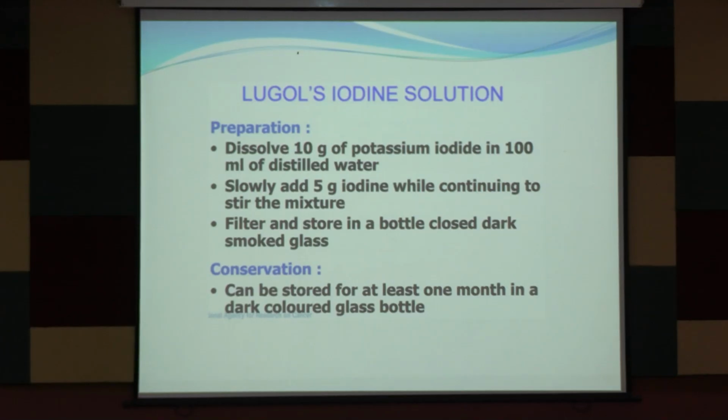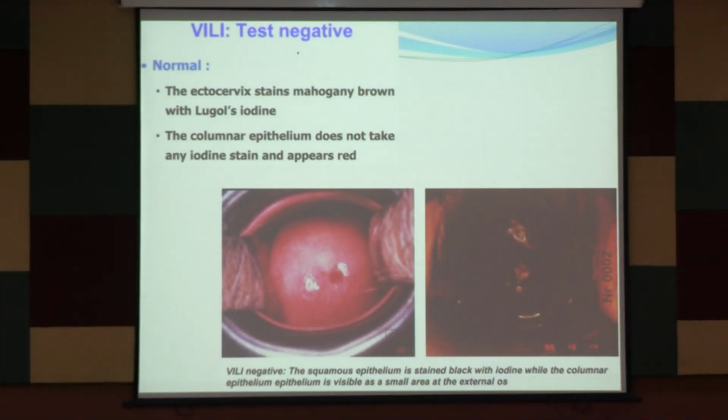This is how it is prepared: 10 grams of potassium iodide in 100 ml of distilled water and 5 grams of iodine. This is a typical appearance of VILI negative. So if somebody says it is Lugol iodine negative, that means it's a normal report. It stains mahogany brown, a lot of glycogen in the normal cells.